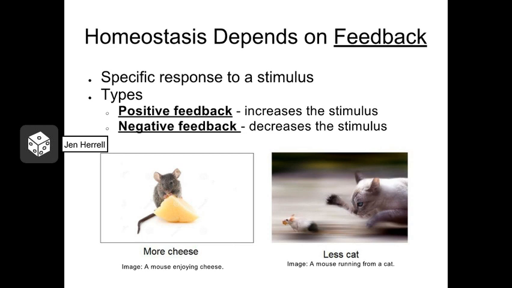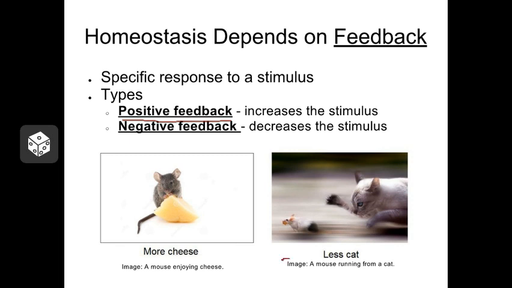Maintaining a homeostatic balance depends on something known as feedback. Feedback refers to how your body responds to a particular stimulus, and there are a couple of different kinds of feedback. Positive feedback in general tends to increase the stimulus, whereas negative feedback tends to decrease the stimulus. Let's use this mouse as an example. When this mouse encounters the cheese, it's going to eat some of the cheese, and that's going to tell its brain, ooh, I really like that cheese. We should keep eating more cheese. That's an example of a positive feedback system. The body responds by trying to increase the stimulus.